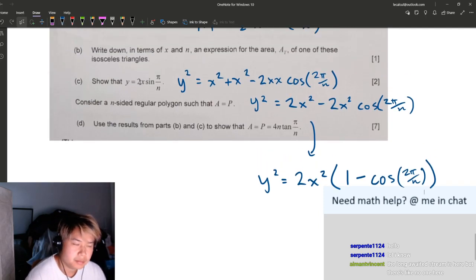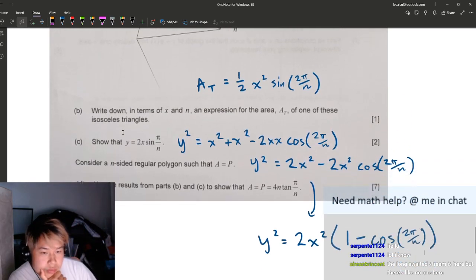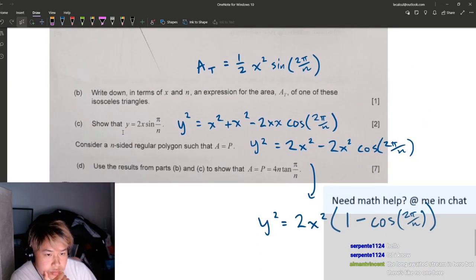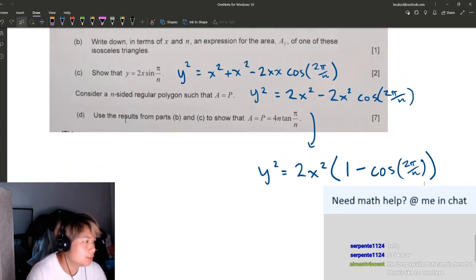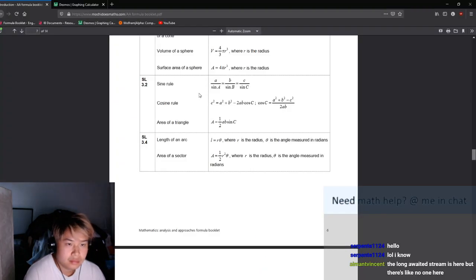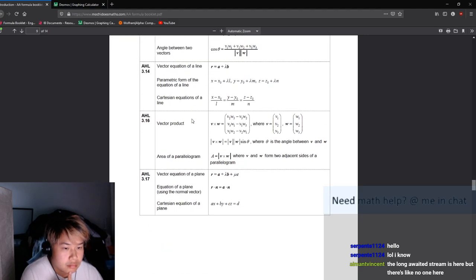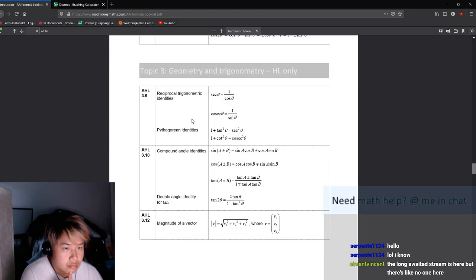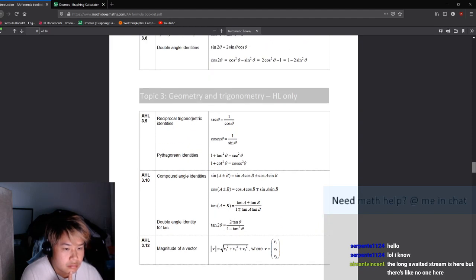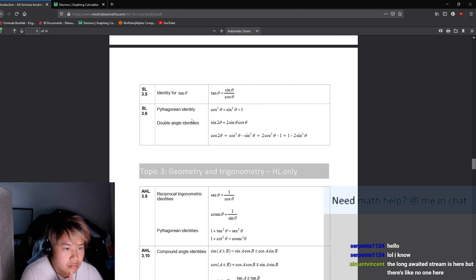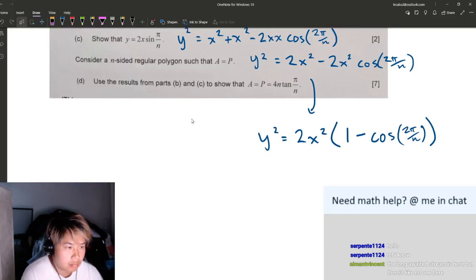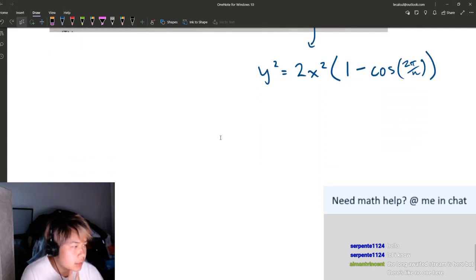And then how's this gonna work out? I feel like this is way too much work for 2 marks, and it's probably an easier thing that I'm not seeing. Okay, let's just keep going with this.